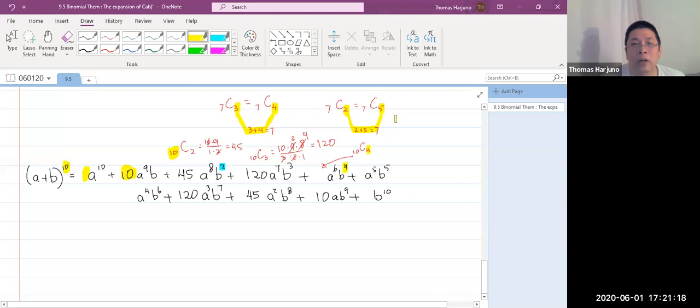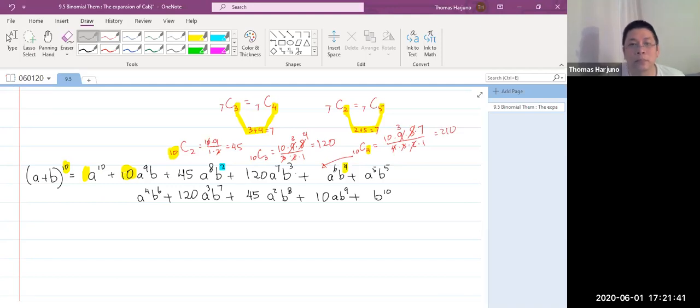Now then, what is 10 combination 4? I think the number is quite big already. You may prefer to use a calculator, but if you still insist on doing it by hand, let's take a look. That's 4, 3, 2, 1. 8 cancels with 4 times 2. 3 cancels with 9. Then I get 210. So this is 210 also by symmetry.